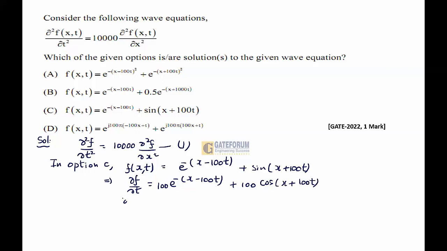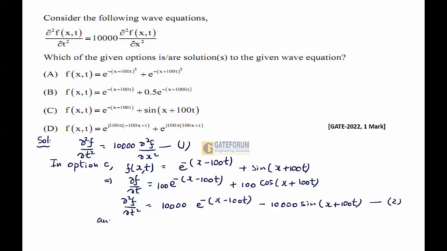Next, ∂²f/∂t². For the first order partial derivative, find one more derivative with respect to t. So it has to multiply by one more 100. That is 100 squared, which becomes 10,000 e to the power minus of (x minus 100t). But the cos derivative is minus sine, pre-multiplied by 100 squared, that is minus 10,000 sine of (x plus 100t). Let us say this is 2.